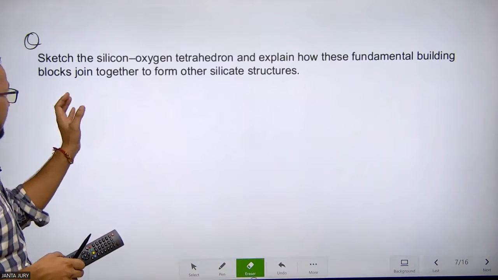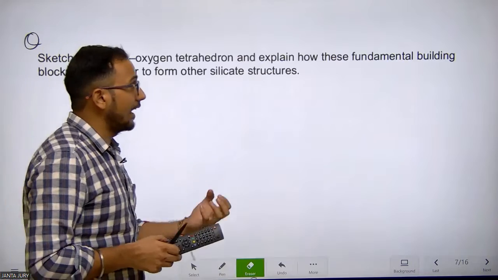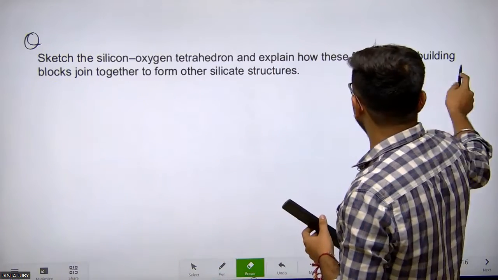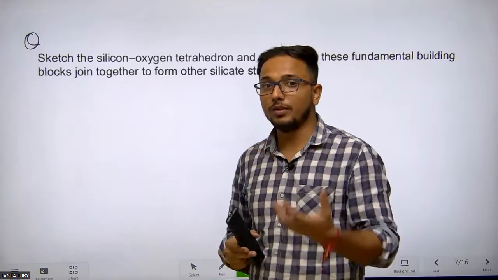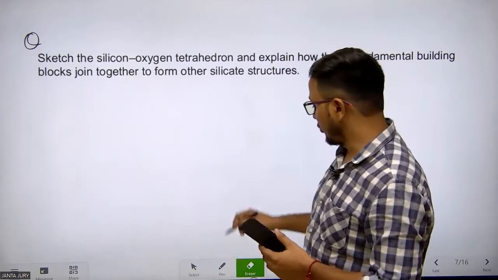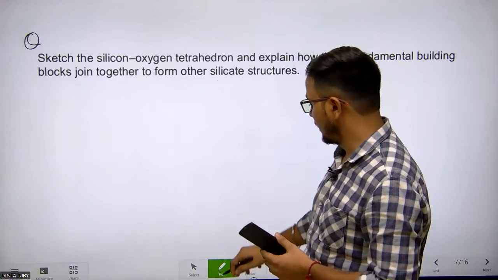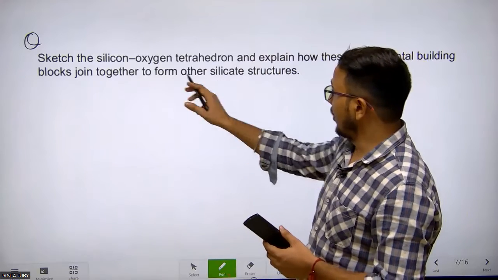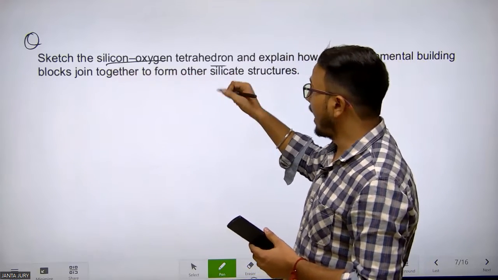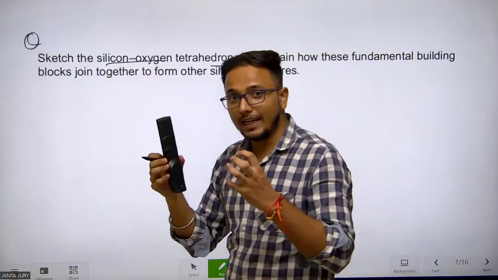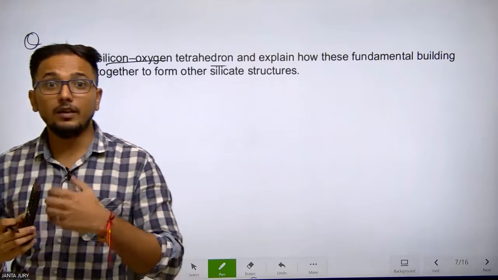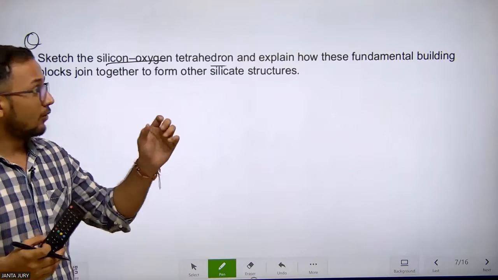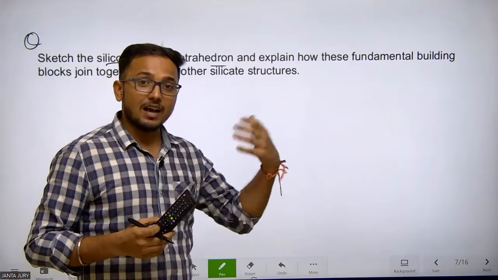If we look at this question: sketch the silicon oxygen tetrahedron and explain how these fundamental building blocks join together to form the silicate structure. So if you look at the silicate structure, these silicon oxygen tetrahedra are the basic building blocks, and how they interact and form, they make chemical bonding with each other or with other metal ions.